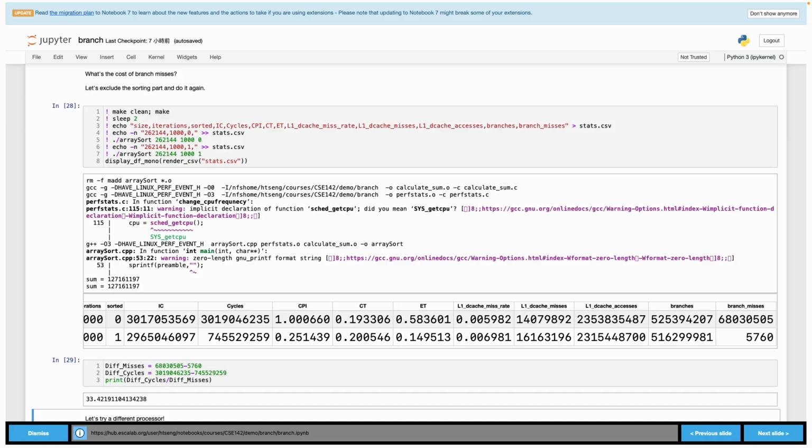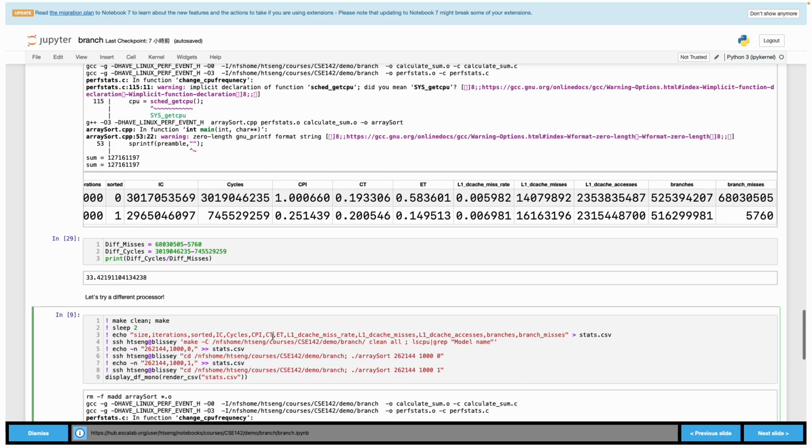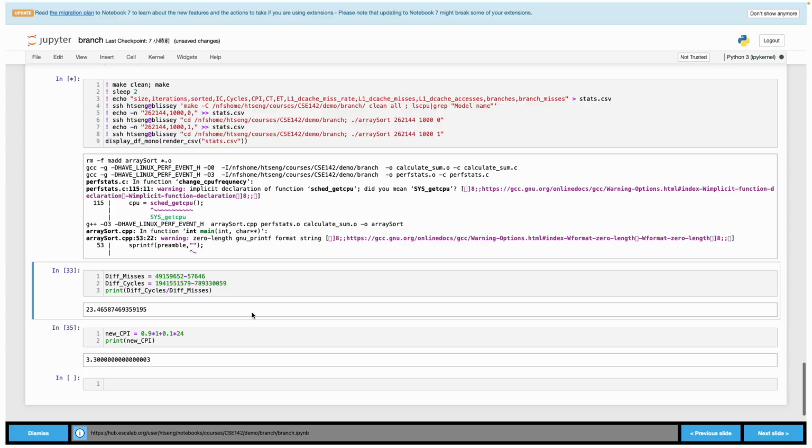So that's why, after we have the design of the memory hierarchy, I would say branch is a very critical problem, because it takes 34 cycles to resolve a branch. And this is also the same with other processors as well.